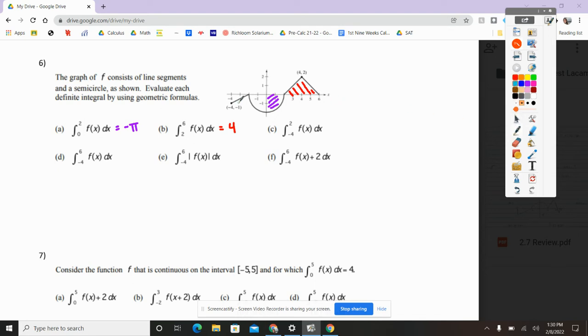For C, we went from -4 to 2. So we need this triangle, and we need this entire half circle. So from -4 to 2, this triangle here, base is 2, height is 1. So that means it's just going to be a 1. But since it's below the x-axis, it's going to be -1. Plus 1/2 pi r squared. So 1/2 of 4 is just going to be 2 pi. It's below the x-axis though, so it's minus 2 pi.